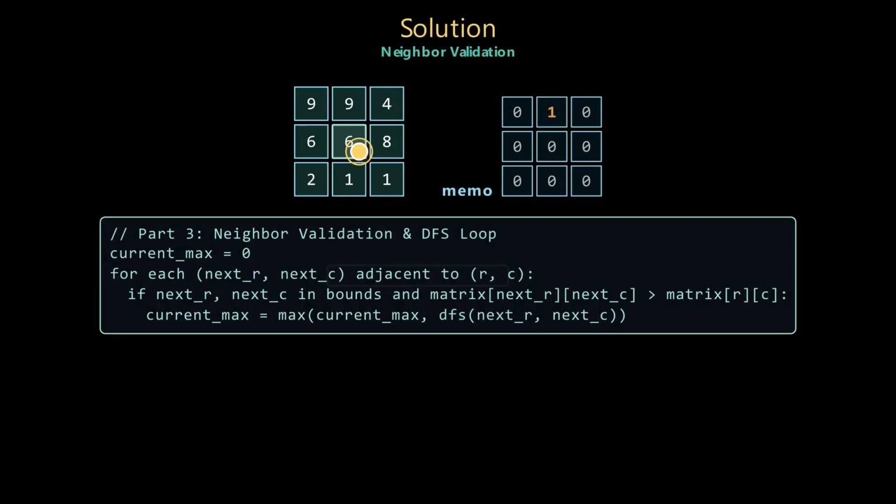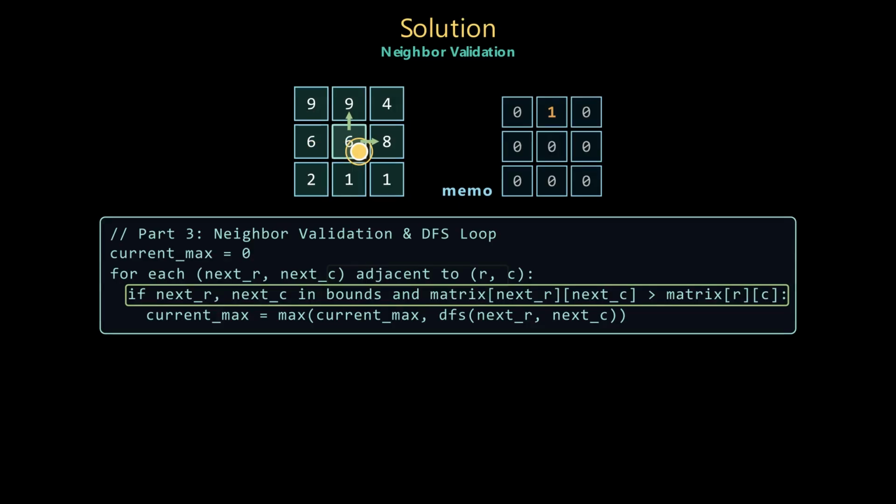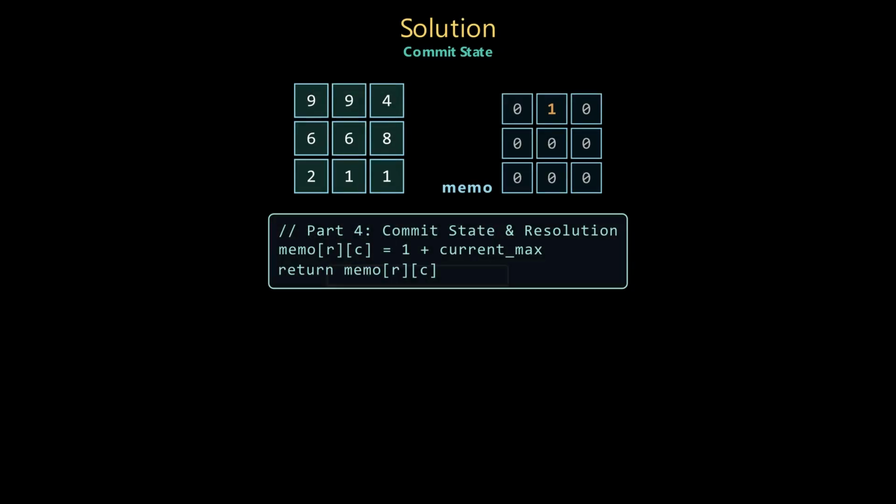If the cell is unvisited, we iterate through its 4 cardinal neighbors. We enforce our boundaries and apply our strict rule. We only trigger a recursive call if the adjacent cell contains a strictly greater number, gathering the maximum runway length available among all valid directions. Finally, we lock down our answer. We take the maximum branch score discovered, add 1 to account for our current step, and commit that finalized score straight into our memoization table before passing it safely back down the call stack.